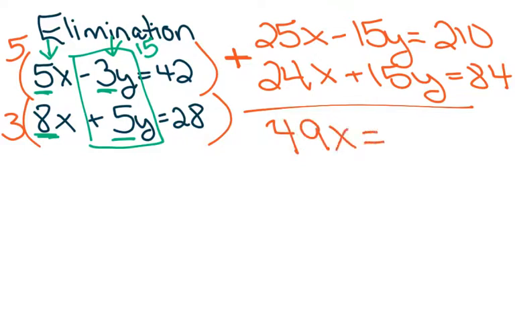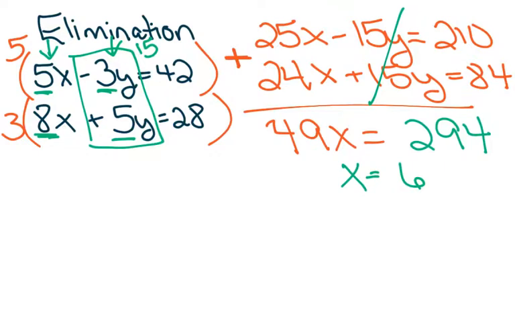49x is equal to, when I look at what happens to my y's, they get eliminated because negative 15 plus positive 15 gives me 0. So again, like we wanted, eliminated. And 210 plus 84 gives me 294. Okay, divide both sides by 49. All right, and it looks like I'm getting an x value of 6.